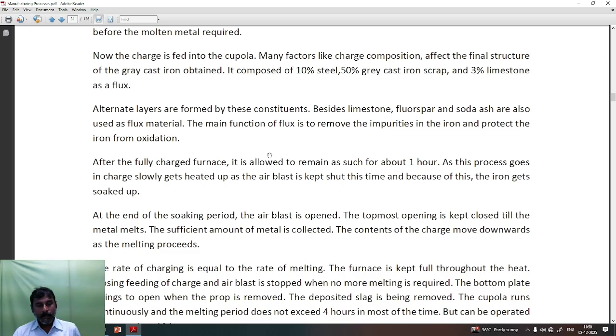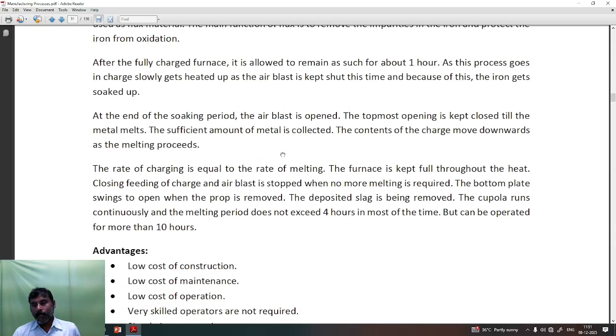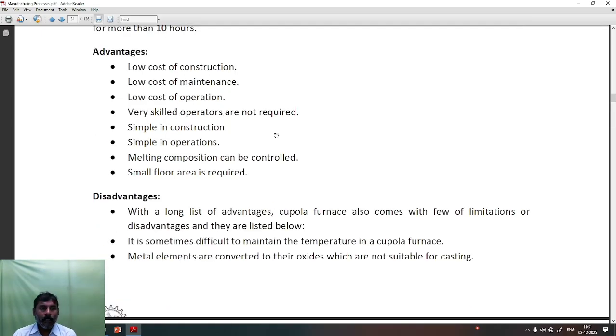The cupola runs continuously, and the melting period does not exceed 4 hours most of the time, but it can be operated for more than 10 hours. Advantages: low cost of construction, low cost of maintenance, low cost of operations. Very skilled operators are not required. Simple in construction, simple in operations. Melting consumption can be controlled. Small floor area is required.